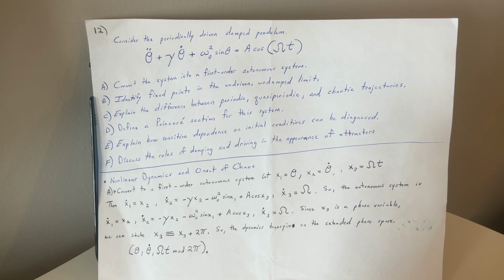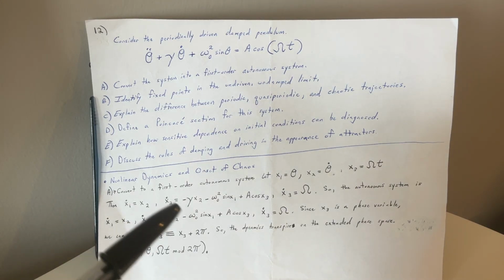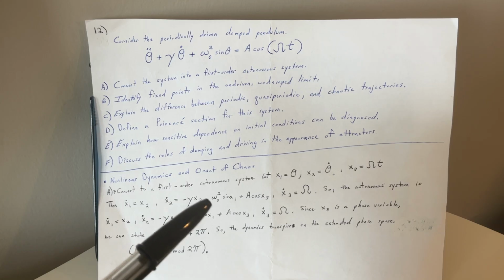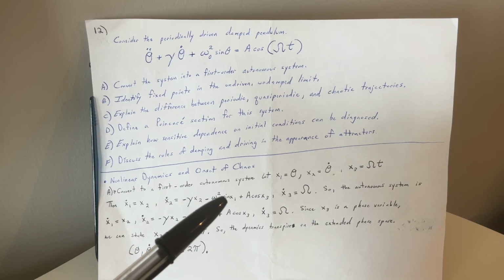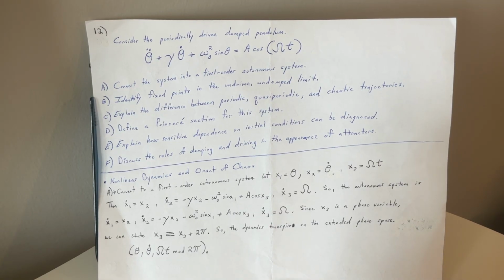So beginning with part A here, convert to a first order autonomous system. We're going to let x sub 1 equal theta, x sub 2 equal theta dot, and x sub 3 equal capital omega t. So then from here, x sub 1 dot equals x sub 2, x sub 2 dot equals negative gamma x sub 2 minus omega naught squared sine x sub 1 plus A cosine x sub 3. X sub 3 dot is going to equal capital omega.